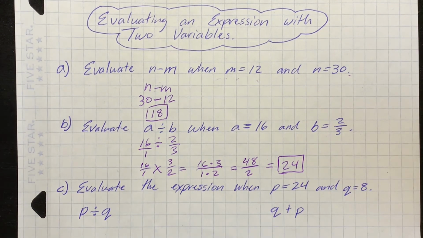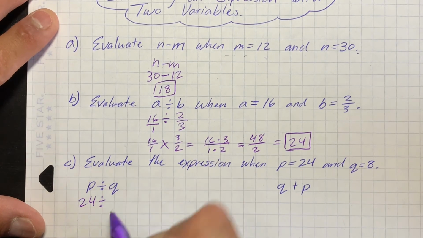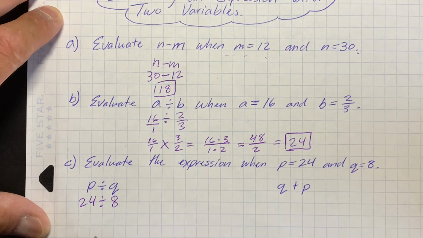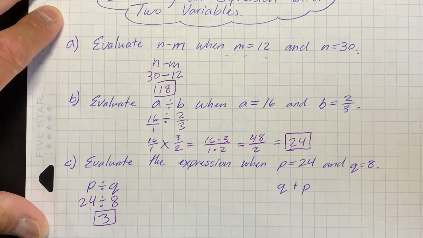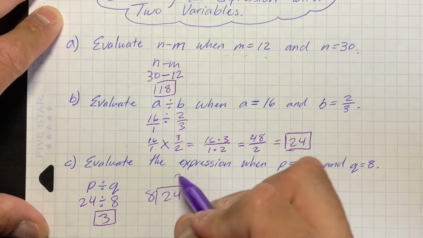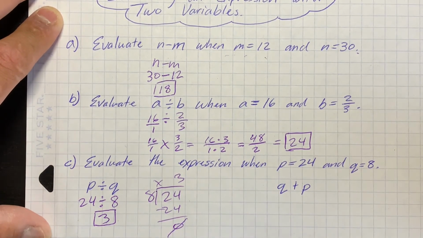All right. And lastly, for C, we're going to evaluate the expressions when P equals 24 and Q equals 8. So P divided by Q here, P equals 24 divided by Q equals 8. So 24 divided by 8, you can count in multiples of 8 if you want to. 8, 16, 24. So that's going to be 3. All right, pretty simple. If you want proof, 24 divided by 8, 8 can go into 24 3 times. 8 times 3 is 24. 24 take away 24 is 0. The quotient is 3.